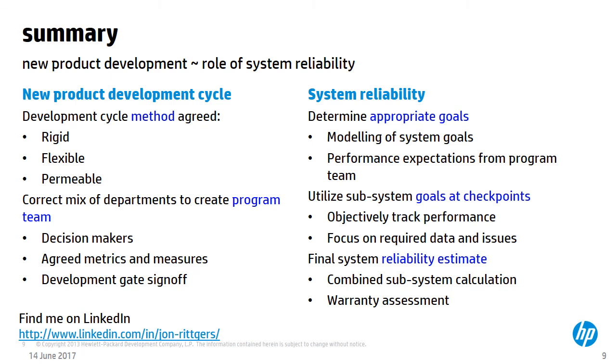System reliability has to have appropriate goals. You can model the system to determine the goals, but it always comes back to the real data. Subsystem goals are constantly improving, and it's a means of tracking the performance of the system overall. The final reliability assessment helps determine what the warranty might be. It doesn't calculate exactly what it will be, but it gives the business an idea of what kind of bill they might expect. Again, system reliability in terms of product development is key.